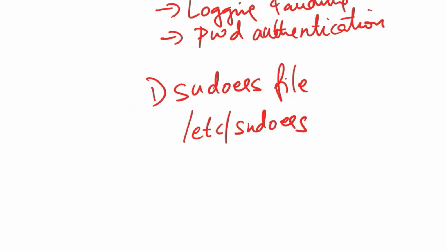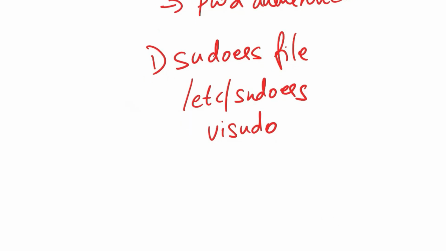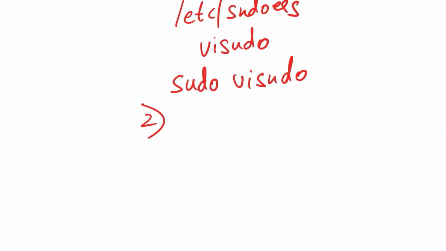It's important to use the visudo command for editing this file, as it provides syntax checking and prevents mistakes that could lock you out of the system. Open the sudoers file with visudo using a command like sudo visudo. And then to grant a user sudo privileges, add an entry to the sudoers file.